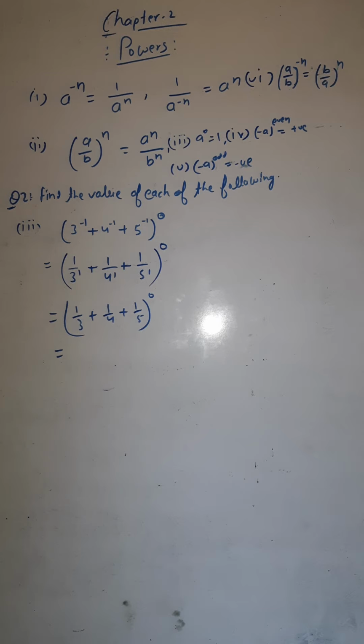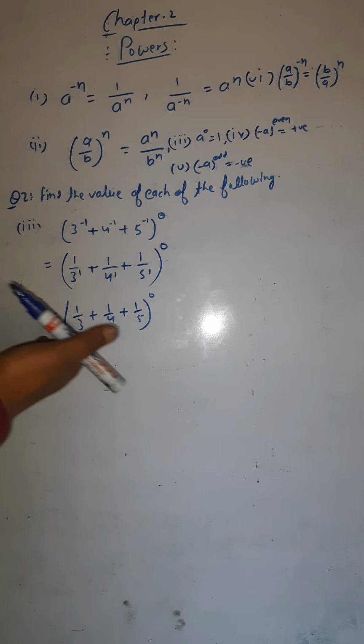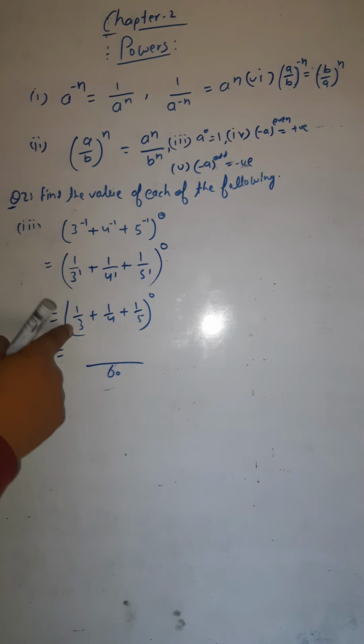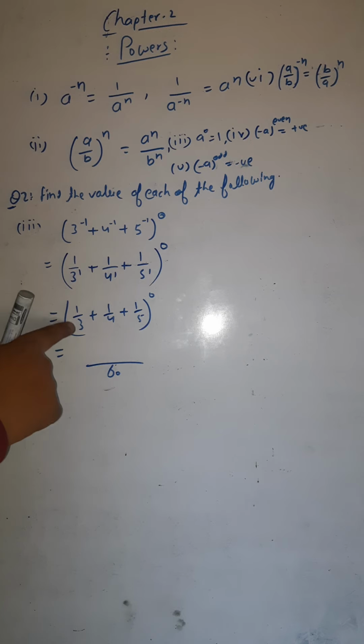Can you tell me the LCM of 3 and 4 and 5? I think it is 60. Yeah, 60. The LCM of all these 3 is 60. So write the LCM here, 60. Now you divide the 60 by each of the denominators.